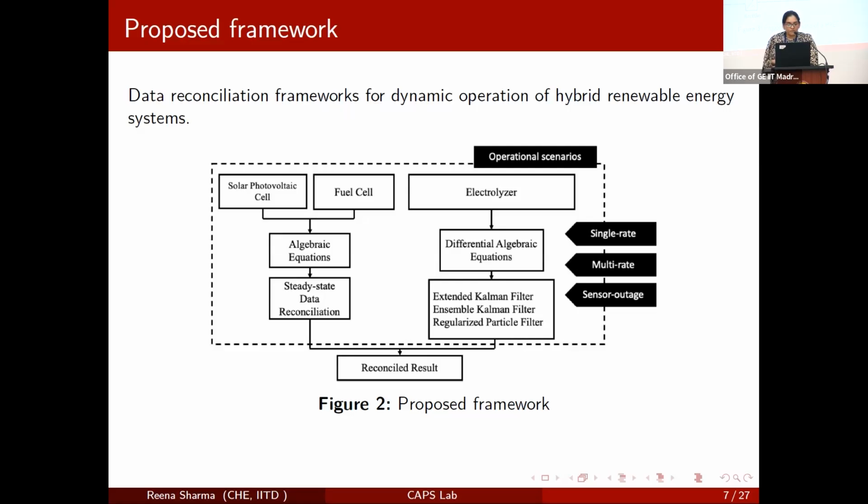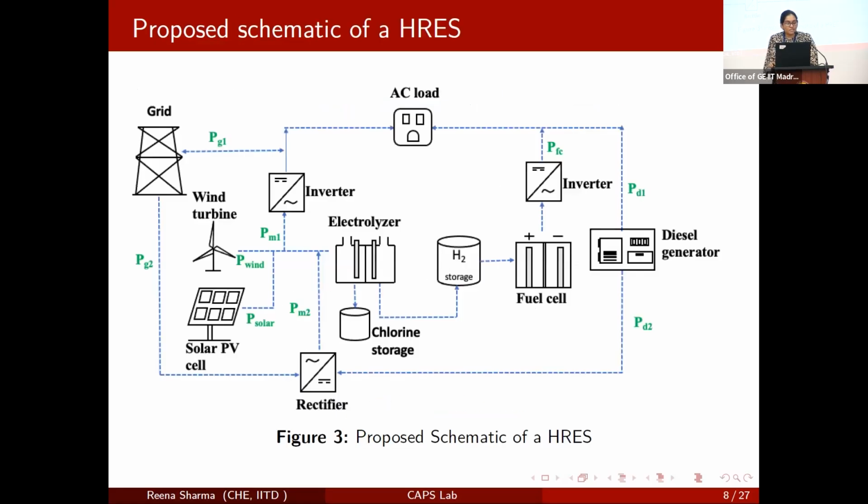So let's come to the first proposed schematic of an HRES system that I consider in this work. I have renewable energy resources: wind turbines and solar PV cells. The power from the wind turbine and solar PV cell is passed to the electrolyzer, and here I'm using a chloralkali electrolyzer. From there we get hydrogen. Some of the hydrogen is stored, and some of the hydrogen is passed to the fuel cell. As we know, the fuel cell converts chemical energy into electrical energy. And with the help of an inverter, we can meet the load demand.